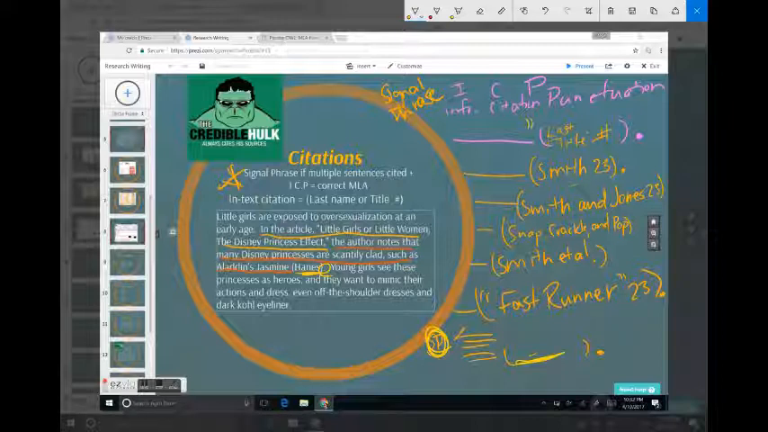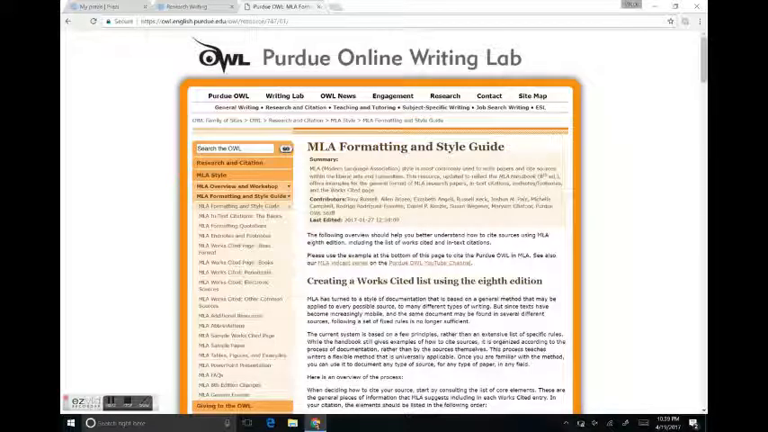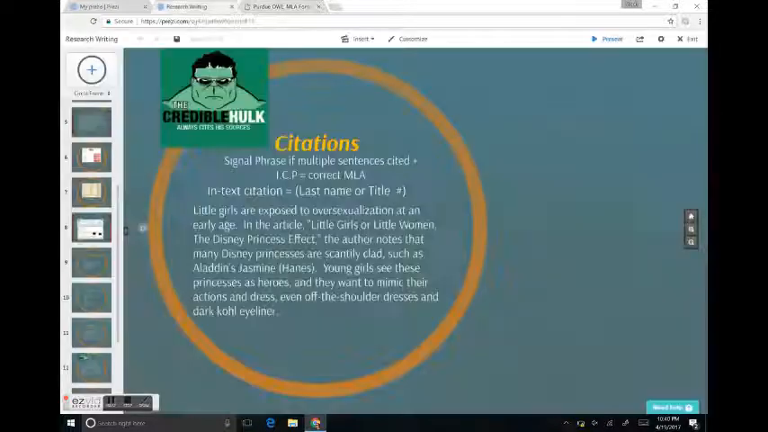If you have more questions about how to do in-text citations, where you want to go is OWL Purdue. If you Google OWL Purdue MLA, this is where you come, and they have a whole page on in-text citations, okay? And you can see that right there, so here's a whole page on in-text citations. So if you have a question about an in-text citation, you can always look there. All right.